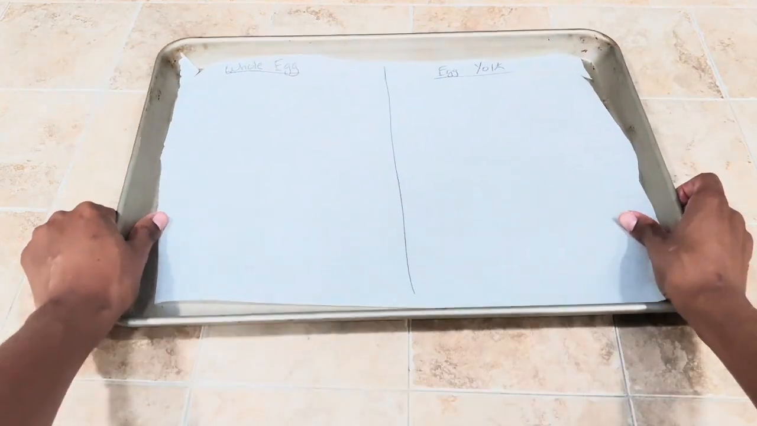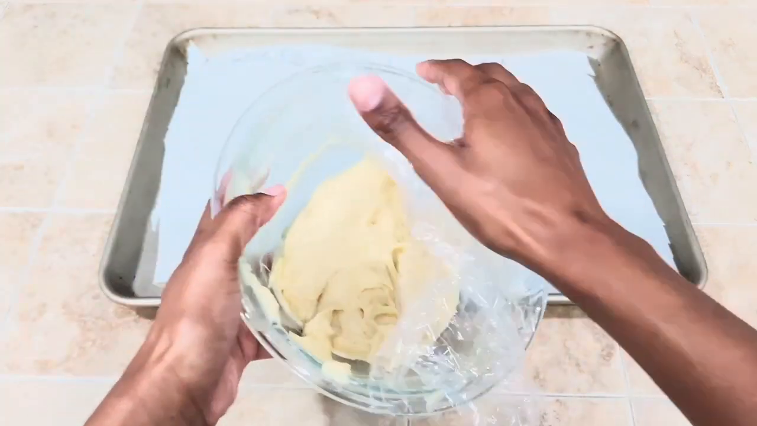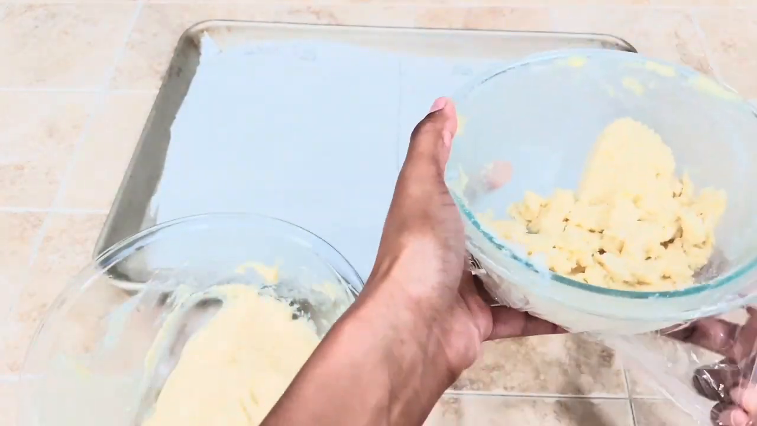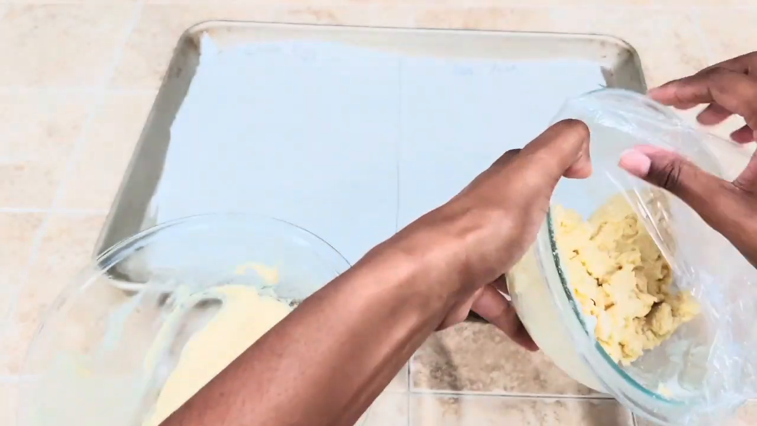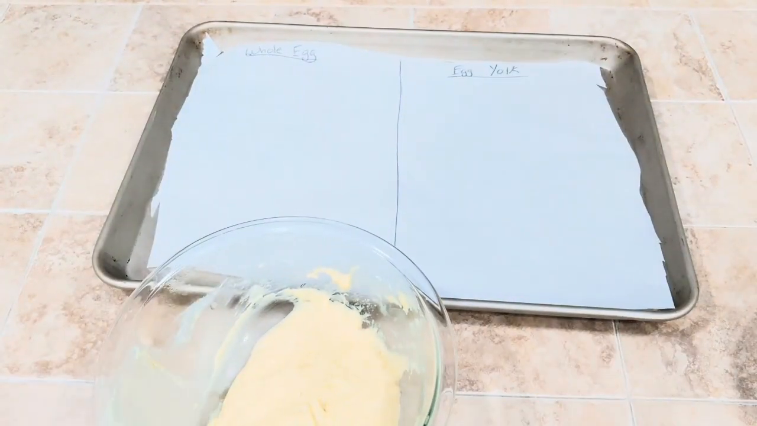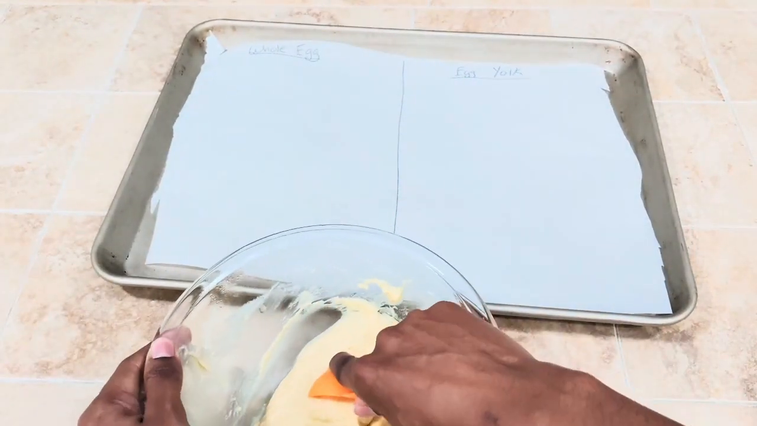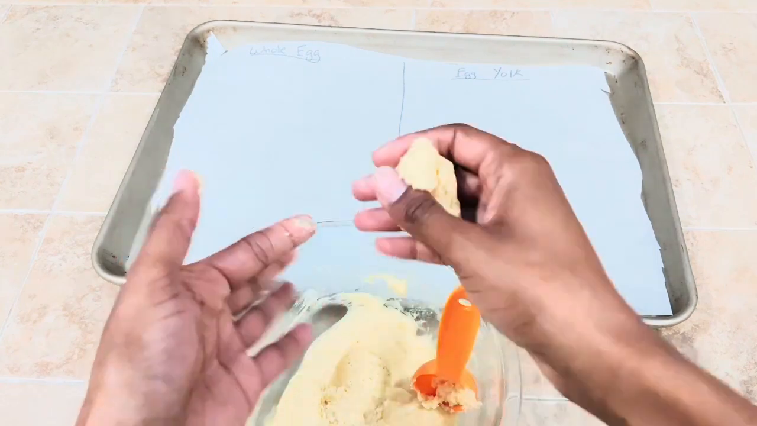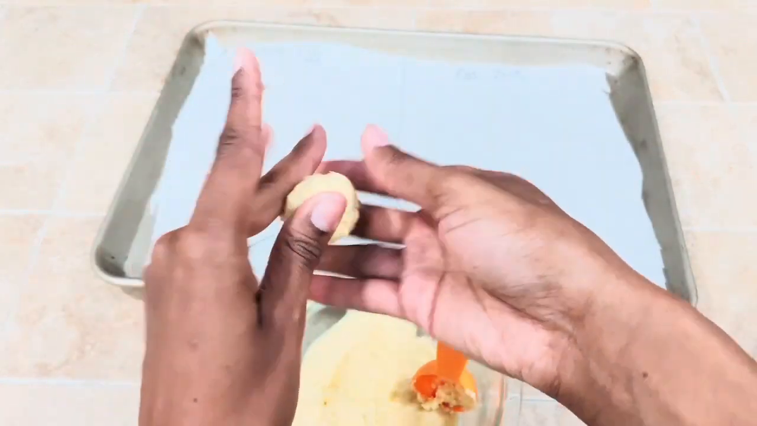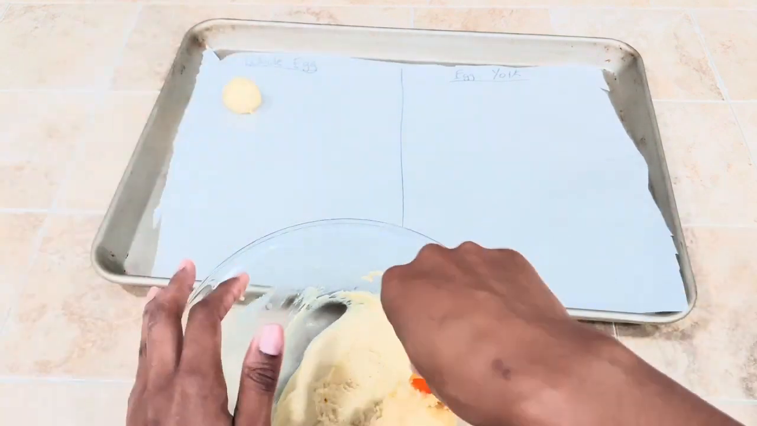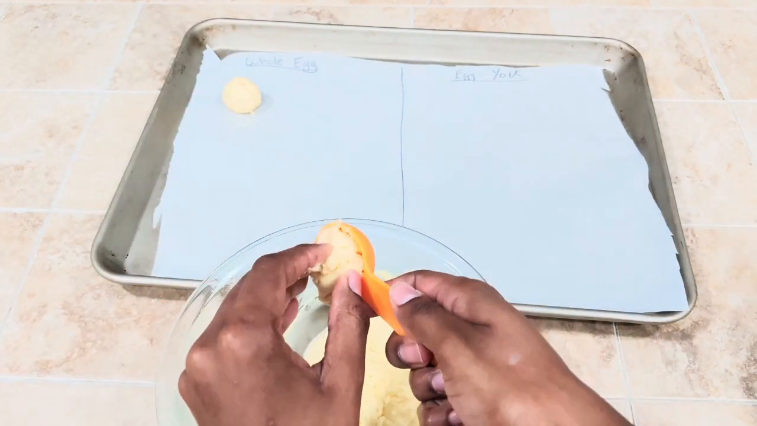So I've written on this parchment paper, one side for the whole egg batter or dough, and the other side for the egg yolk dough, so we can keep track of which cookie is from which batch. We're just gonna scoop out probably 4 of each. I'm using tablespoon scoops right here, so these are tablespoon sizes. You can make them whatever size you want. Just make sure to watch them in the oven and adjust your bake time accordingly.